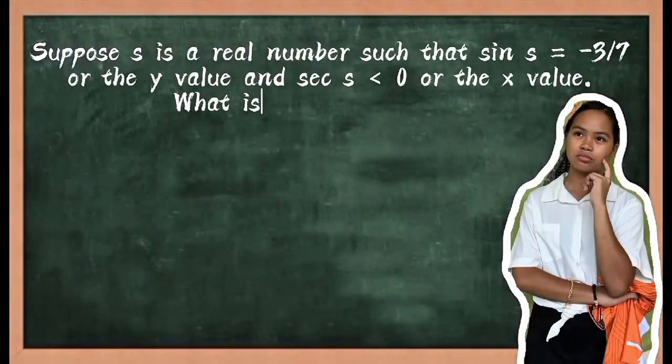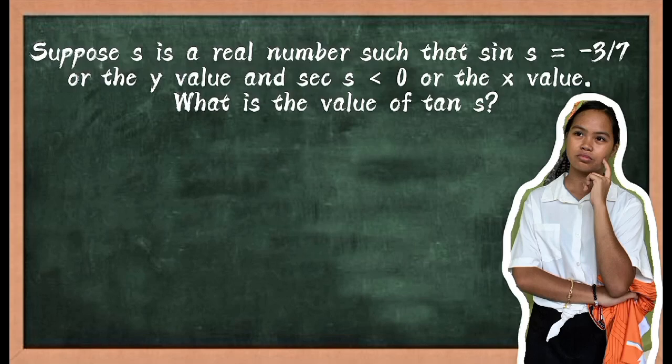Suppose s is a real number such that sine s is equal to negative 3 over 7, or the y value, and secant s is less than 0, or the x value. What is the value of tan s?